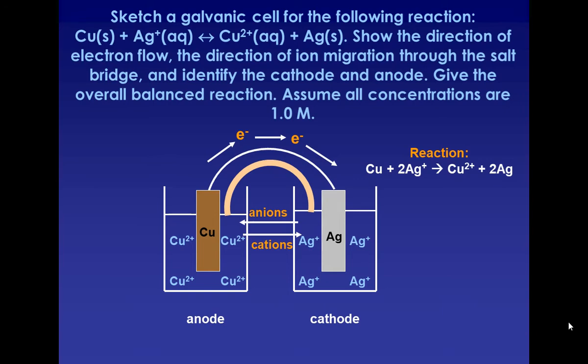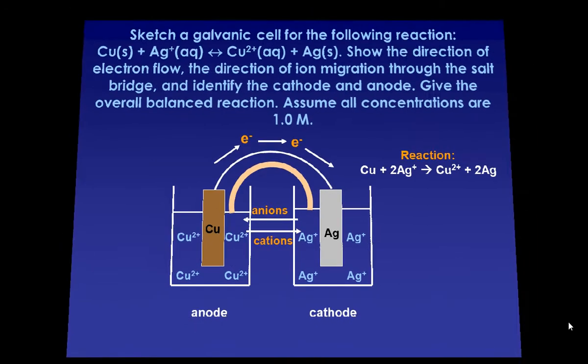So they both have cations and anions in that salt bridge that could disperse into your anode and cathode compartment, but you're going to see a greater shift of anions over to the anode to balance out that increase in positive copper ions that are being generated. And you're going to see a net increase in cations from the salt bridge flow over to the cathode compartment, to balance out the silver ions that have been lost.